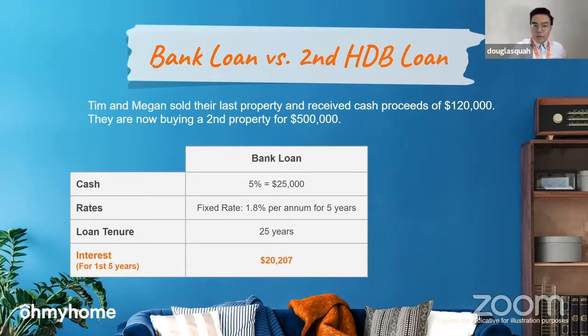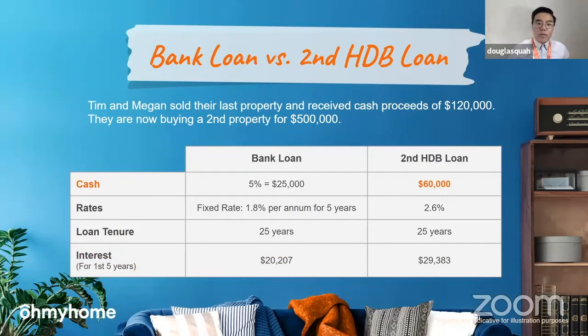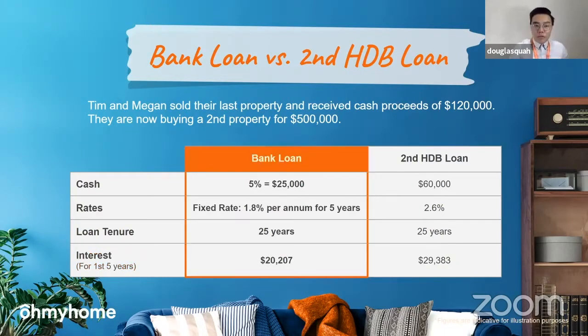Next, for HDB loan, the cash down payment will be 50% from the 120,000 cash proceeds, which amounts to 60,000 already. The interest rate from HDB is 2.6% and the loan tenure is 25 years. For this package, the total interest paid at the end of 5 years will be 29,383. So therefore, if Tim and Megan choose to take up a bank loan today for their next purchase, there will be a savings of 9,176 over the period of 5 years.